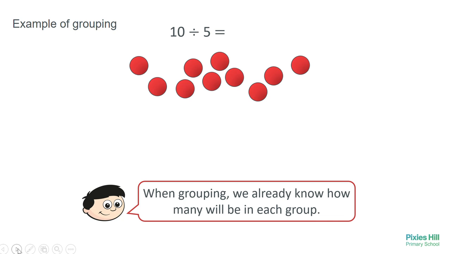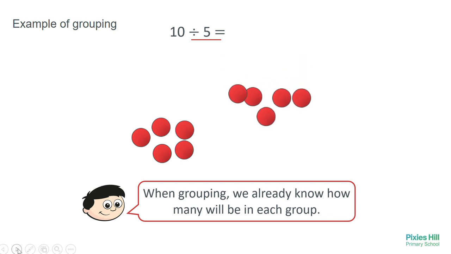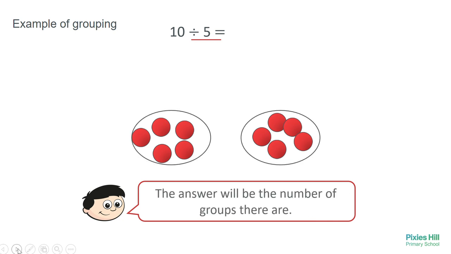I'll now show you an example of grouping. With grouping, you already know how many counters will be in each group. In this case, 5. So you would put the counters into groups of 5 and then count how many groups of 5 you've made. So there's 1 group of 5, 2 groups of 5. So therefore we have 2 groups. So the answer will be the number of groups that there are, which is 2.